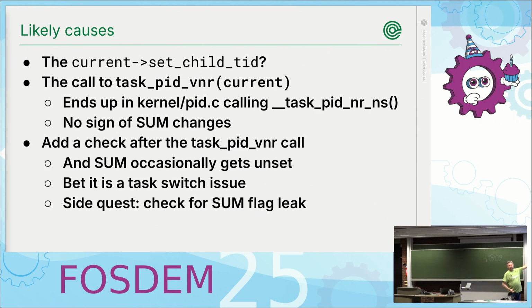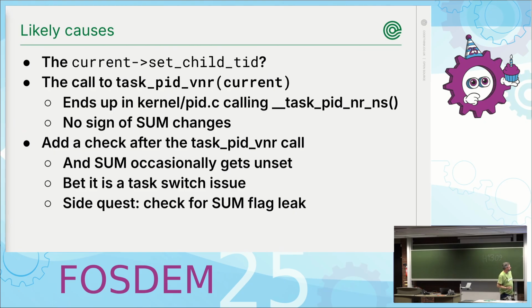I mean, we've already discounted the bug for being the set child TID. We have only the task PID VNR current call, which calls into the kernel's PID code to go, what is the process ID of this task pointer? Because the kernel has these task pointers that say, this is its representation of a thread. So it needs the actual number to give to user space. But there's no sign in there that there should ever have been a change to this flag. In fact, there's no call to that. So, a little bit perplexed. So what could we do next?